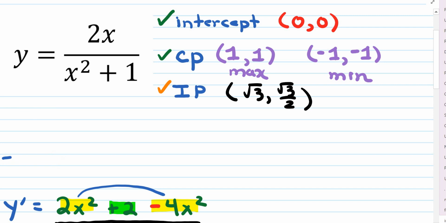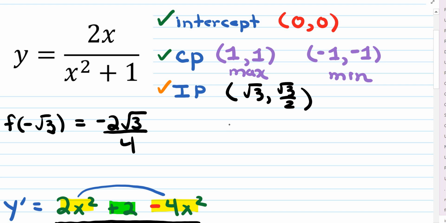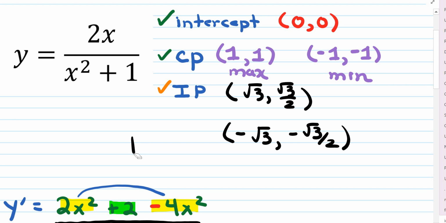And if I go ahead and just plug in f of negative root 3, just by symmetry, I can tell that we get negative 2 root 3 on the numerator, and on the denominator we get positive 4. So our inflection point will be at negative root 3, comma, negative root 3 divided by 2. So those are our inflection points by symmetry. Okay, so I think that's most of the major calculations for this particular problem.